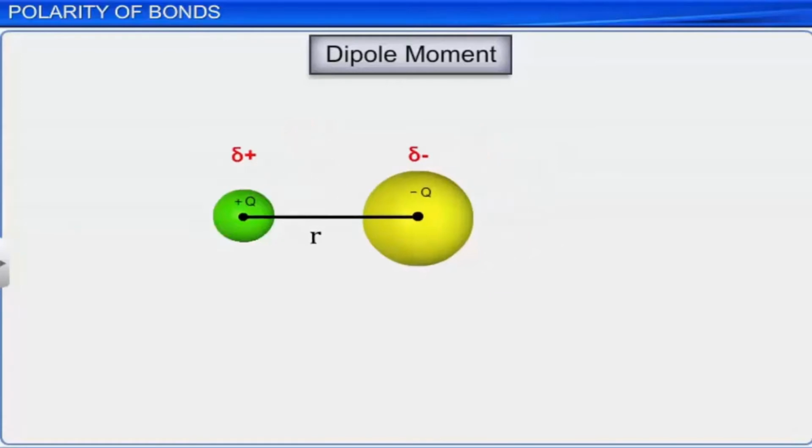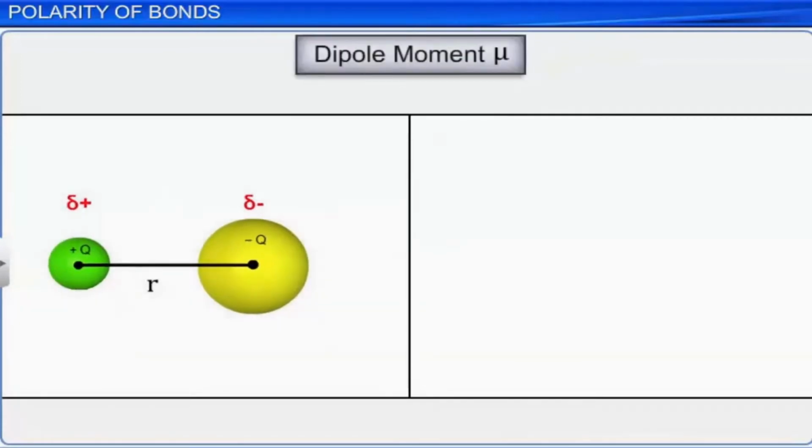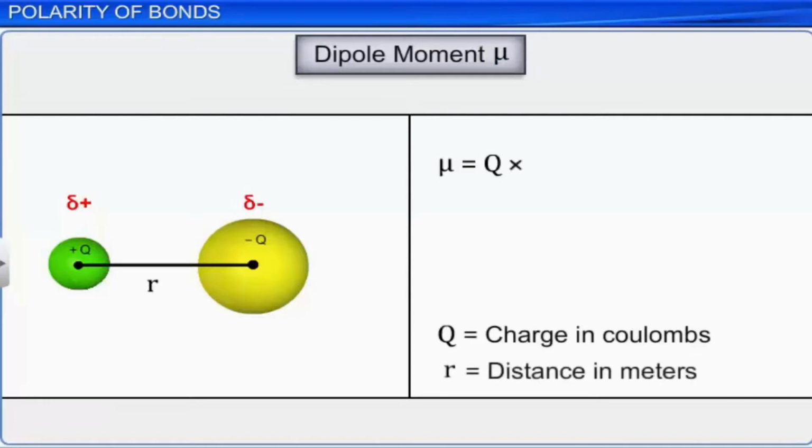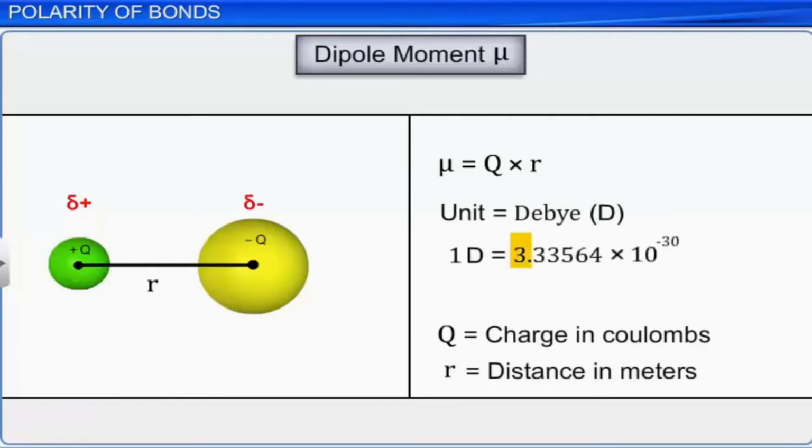Dipole moment is denoted by mu and is equal to the product of charge Q in coulombs and distance of separation r in meters. Dipole moment is a vector quantity, which means it has both magnitude and direction. The unit for dipole moment is called debye and is denoted by D. 1 D is equal to 3.33564 times 10 to the power minus 30 coulomb-meter.